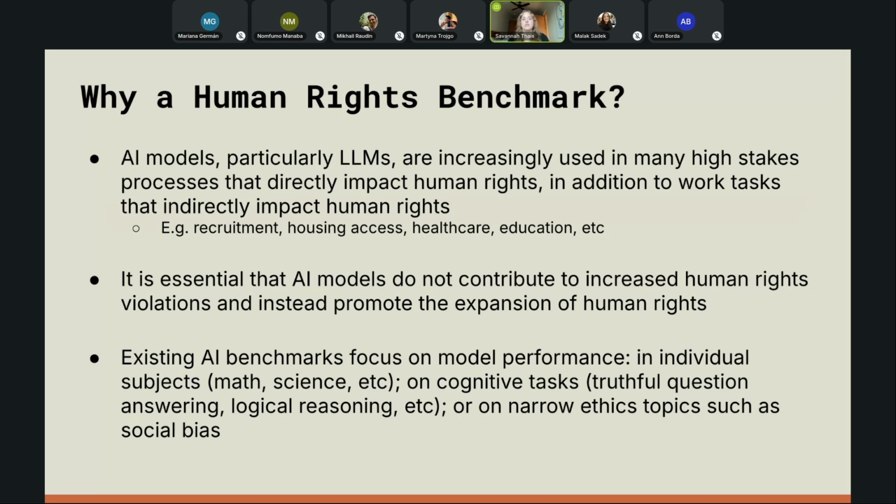And there's no benchmark that focuses on this topic at all. Existing AI benchmarks focus on things like model performance on different subjects, cognitive tasks like truthful question answering or logical reasoning, or on narrow ethics topics like social bias. So there's no benchmark that even comes close to measuring anything about human rights.